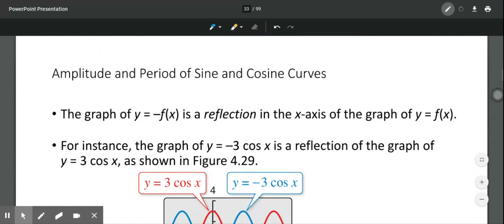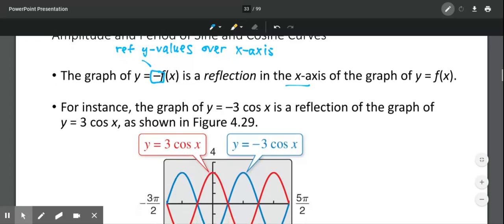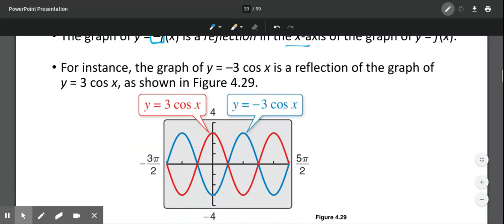So when we have the negative in front, this negative out front here, that reflects your y values. So this reflects your y values, and it will reflect them over the x-axis, right? And so if we look at this graph right here, the -3 cosine x, our amplitude, remember, always has to be positive. So our amplitude is 3, but this negative right here is a reflection over your x-axis.